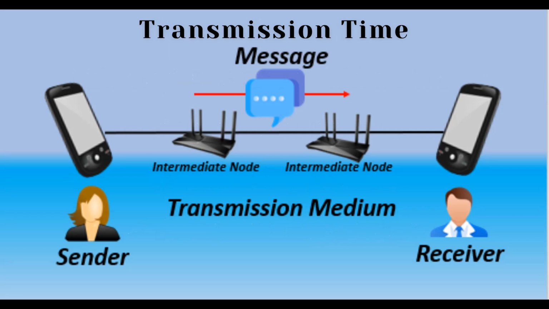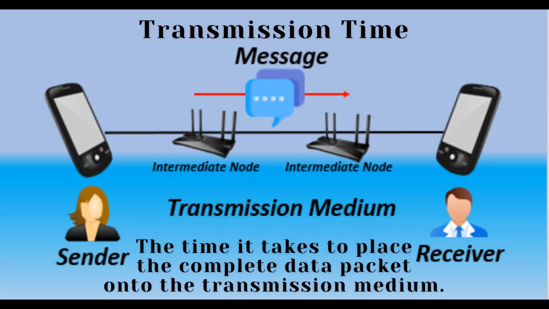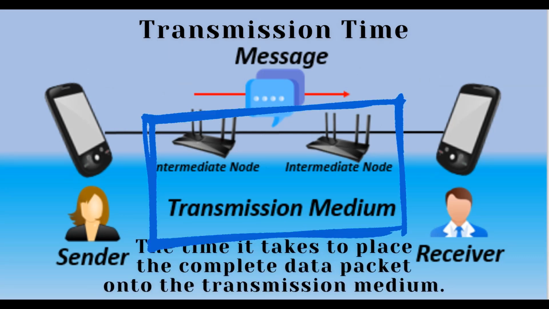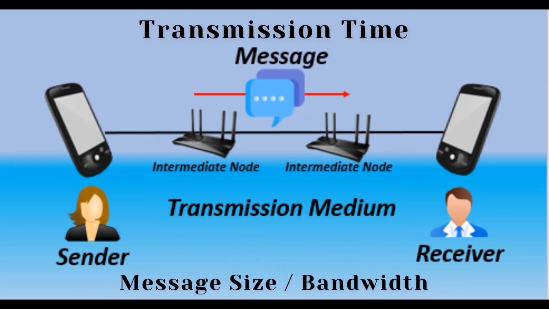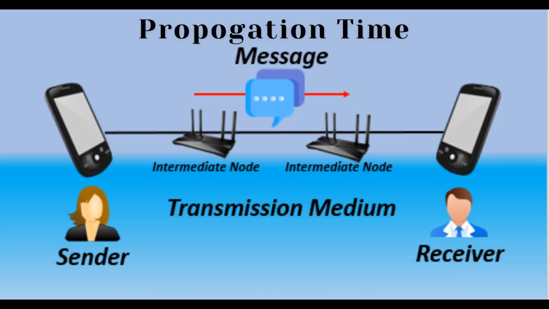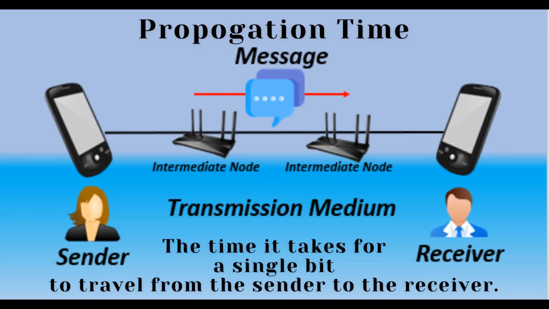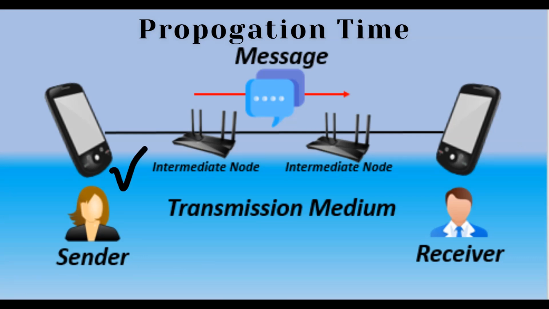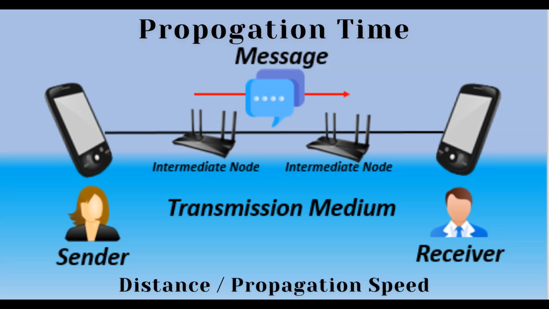Transmission time. Transmission time is the time it takes to place the complete data packet onto the transmission medium. Transmission time equals message size divided by bandwidth. Propagation time. Propagation time is the time it takes for a single bit to travel from the sender to the receiver. When the sender sends a message, it consists of a sequence of bits, zeros and ones. This time depends on the distance between the sender and receiver and the propagation speed of the medium. Propagation time equals distance divided by propagation speed.